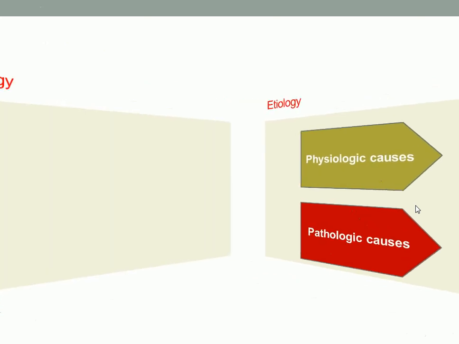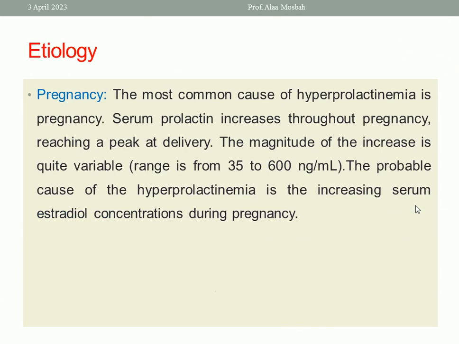Okay, let us start with the physiologic causes. One of them is pregnancy, and pregnancy overall is considered the commonest cause of hyperprolactinemia. Okay, you can't imagine how big the increase in prolactin is during pregnancy. It increases up to 10 or 40 fold during pregnancy till term, ranging in some studies between 35 up to 600 nanogram or more per ml.